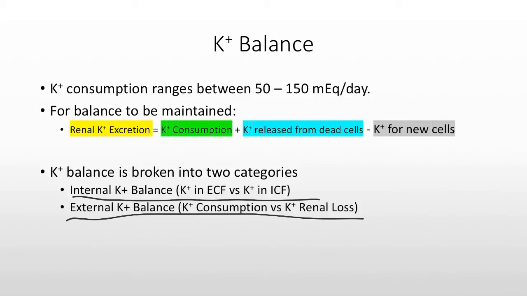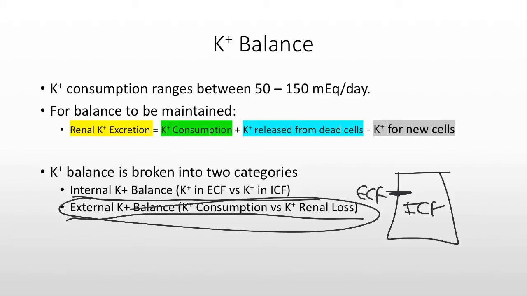So internal is saying that there's a balance between this intracellular space, this intracellular fluid, and this extracellular fluid. It's a very, very delicate balance. And external potassium balance is saying that anything I consume, GI tract, is going to be excreted renal.